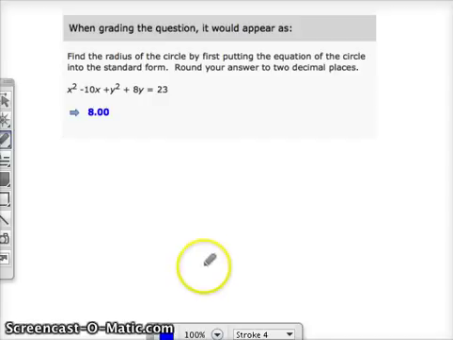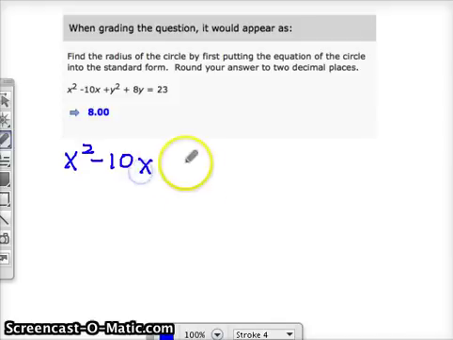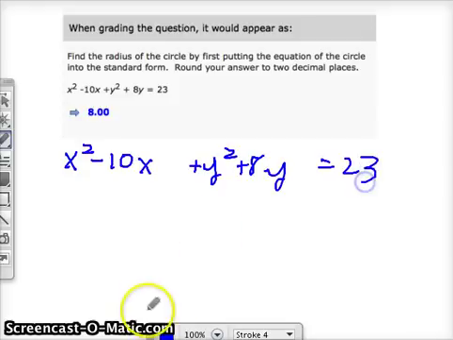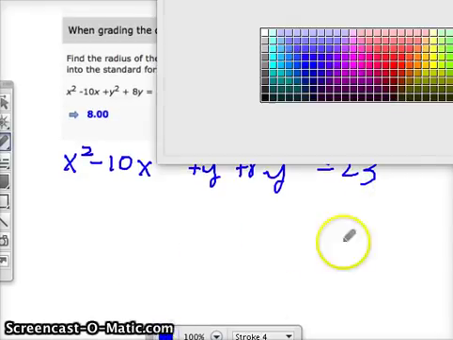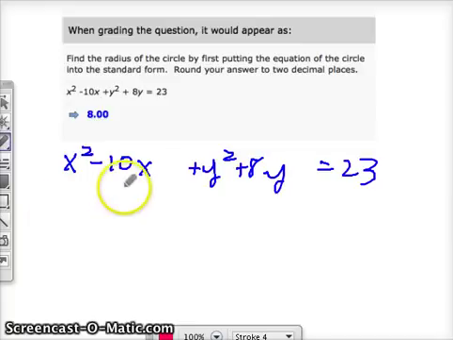All right. Here's a question about circles. Find the radius of the circle by first putting the equation in standard form. I like to just rewrite the equation. Kind of helps doing the problem correctly. All right, so, the question, very simple question. Okay, what do I need to do? I need to complete the square by taking half of the 10 and squaring it.